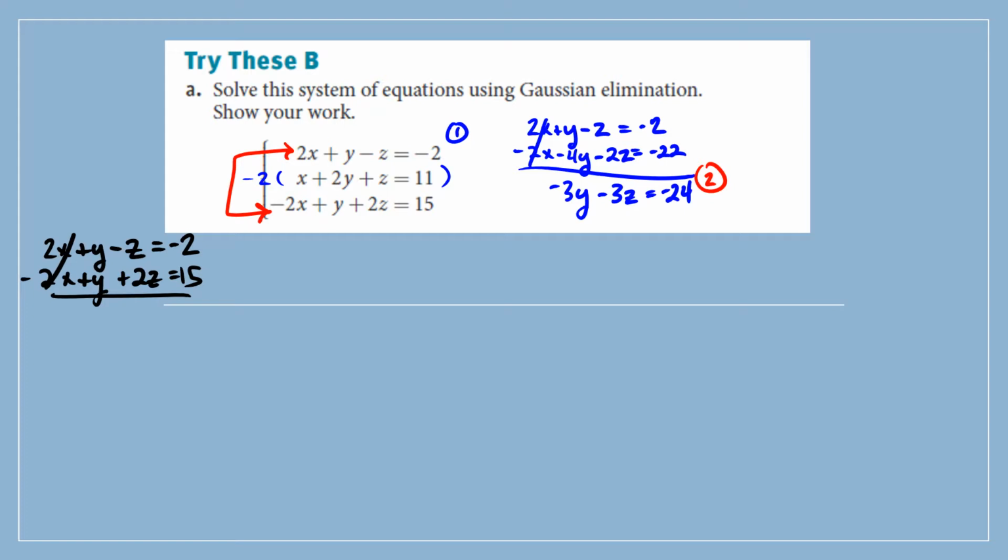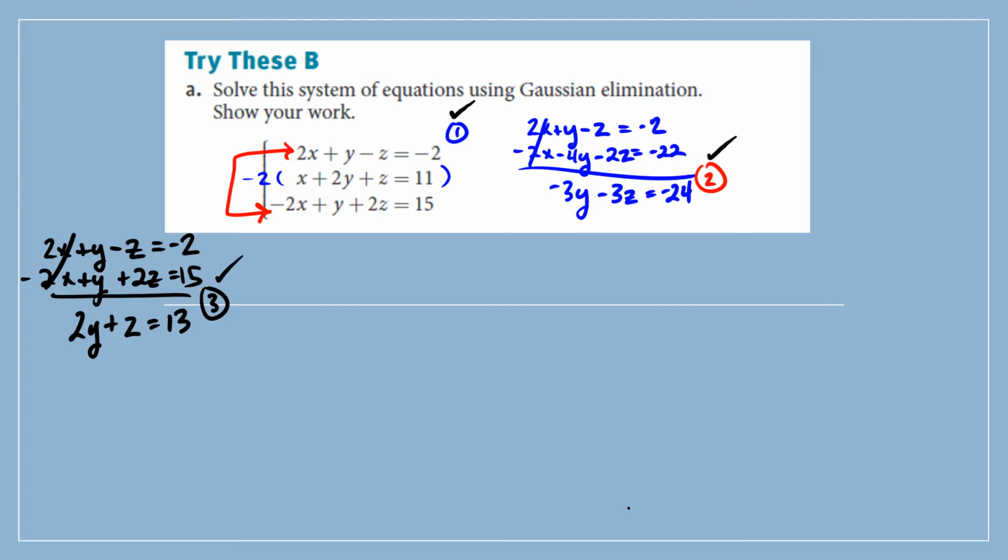Now those y's, be careful. Some people will eliminate y and y, but they wouldn't make 0. They would make 2y. And then plus z equals 13. So that is my new third equation, okay? So I have equation 1, equation 2, and equation 3 now.